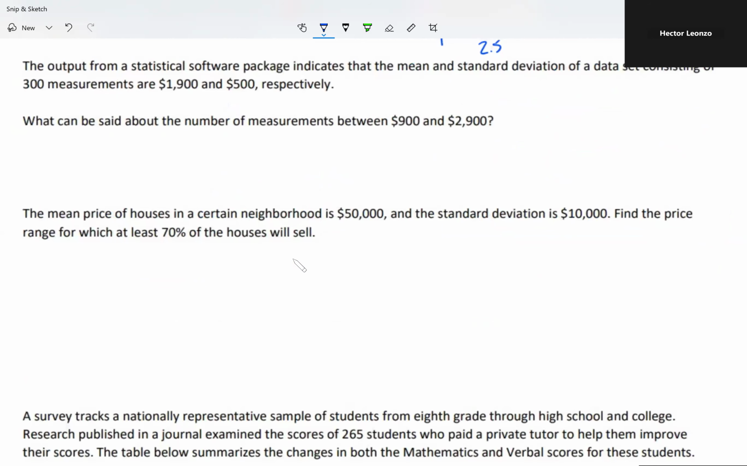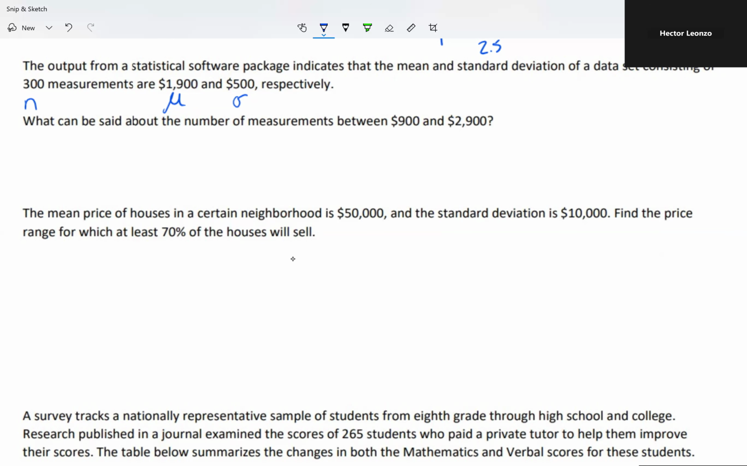The output from a statistical software package indicates that the mean and standard deviation of a data set consisting of 300 measurements are, respectively, 1,900, that's the mean, and 500, that's the standard deviation. This 300 number is N, how many numbers there are. I don't really need to know that. I just care about the average and standard deviation. Now, what can be said about the number of measurements between 900 and 2,900?